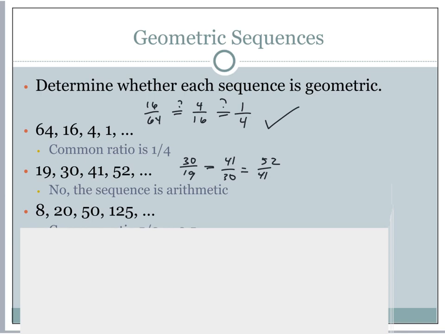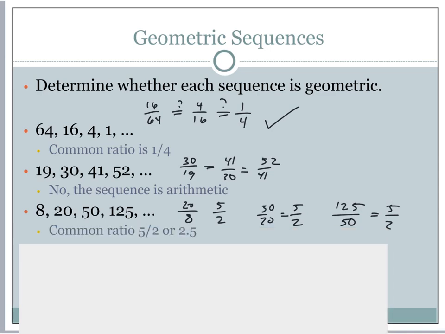And for the last example, we have 8, 20, 50, and 125. If we try 20 over 8 and simplify, if we divide each one by 4, we would get 5 over 2. And then 50 over 20 is also equal to 5 over 2. And 125 over 50 is also equal to 5 over 2. So yes, this is geometric, and the common ratio is 5/2.